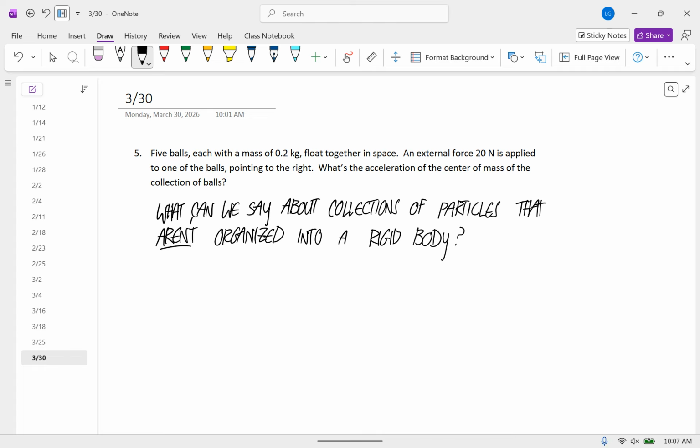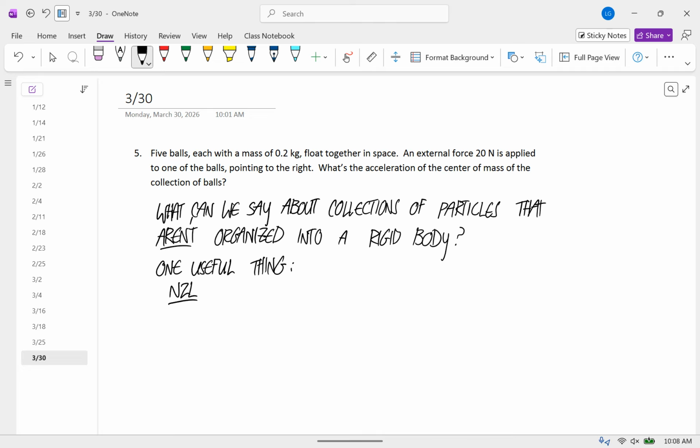Well, we can't use the moment equation the way that we're used to using it, because the moment of inertia of the thing is going to change as the different particles move around. So we can't do that, but there is one really useful thing that we can say about random collections of particles. And that is Newton's law.